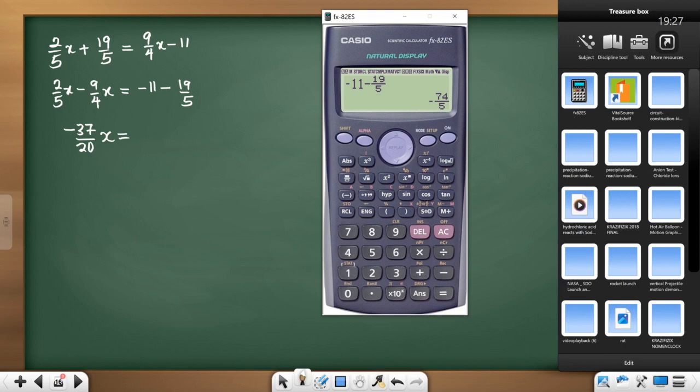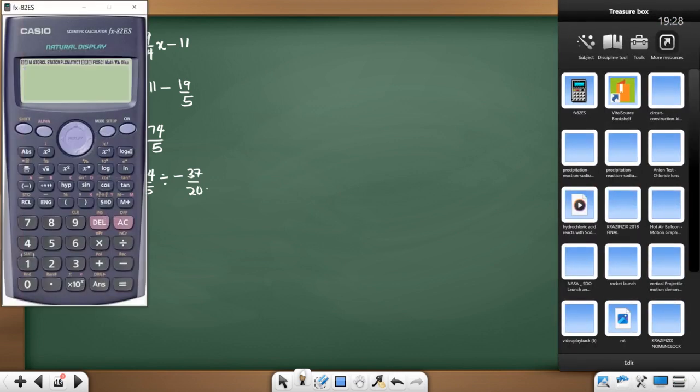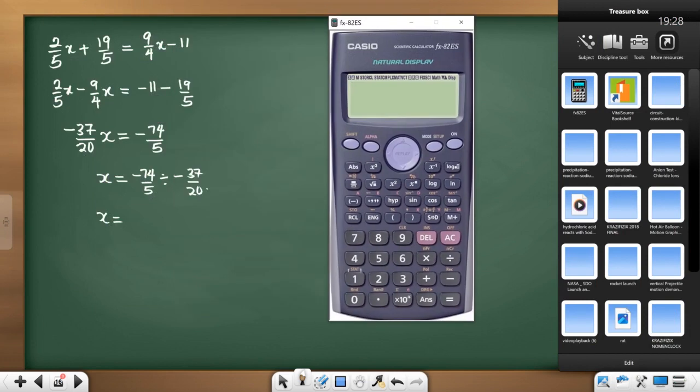Negative 74 over 5. Now what do we do? We divide both sides. So it's negative 74 over 5 divided by negative 37 over 20. What would your answer be? Moment of truth. 2 times 4, 8. Done.